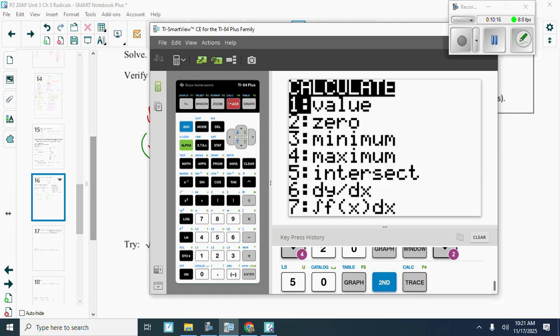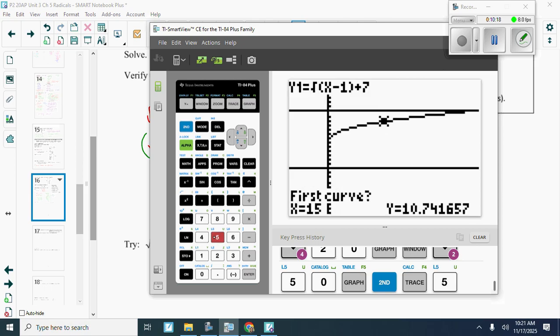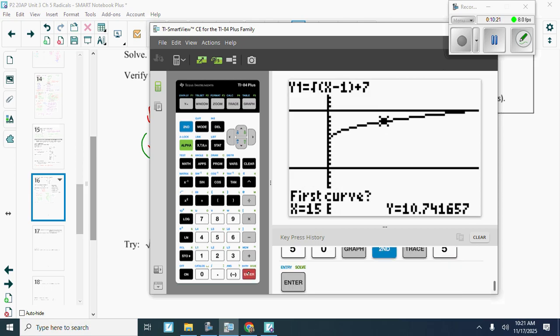Second trace to calculate intersection, so number 5. It asks us for the first curve, so you can hit enter. Second curve, hit enter. You don't need to take a guess. As long as the calculator window can see the intersection, it will give you an answer. If your window settings are such that you can't see the intersection, it'll give you an error. It's just confirming that x is equal to 37 when y is equal to 13.